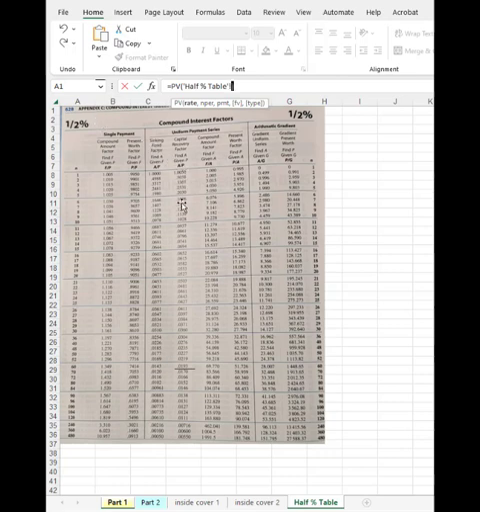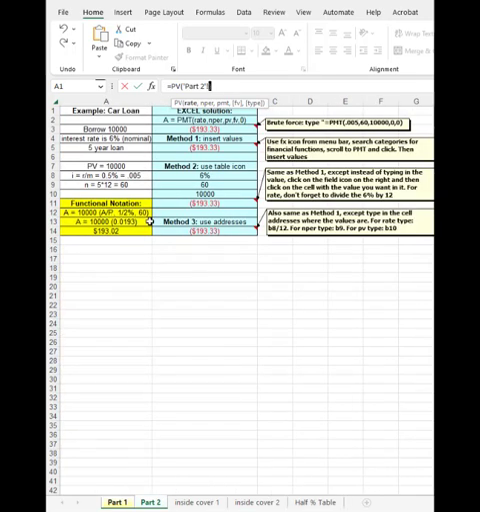A over P column, and you want to go down to 60. N is 60, and you find the factor is 0.0193. I know it's hard to see on your screen. Now let me go back. You multiply 10,000 by 0.0193, and you get $193 as the monthly payment based on this factor notation.